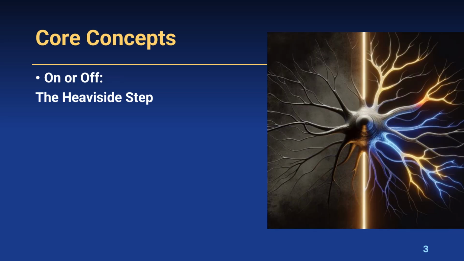The Heaviside function is a simple switch. It outputs 0 until a threshold is crossed, then jumps to 1. In Amari's neural field model, this means a neuron population is either on or off, depending on whether its input exceeds a certain level. This abstraction makes it possible to analyze large-scale brain activity mathematically.